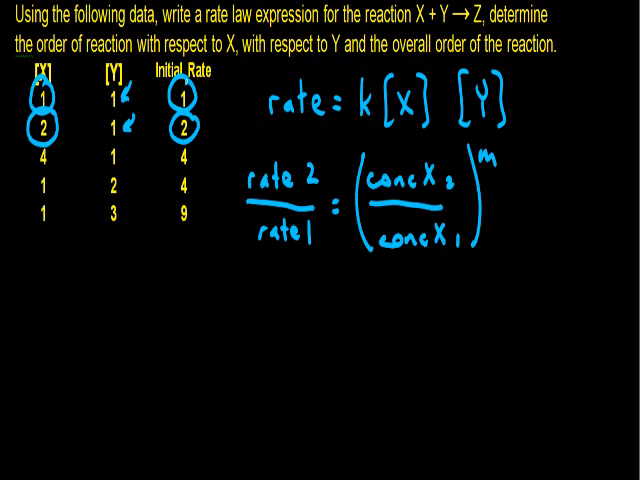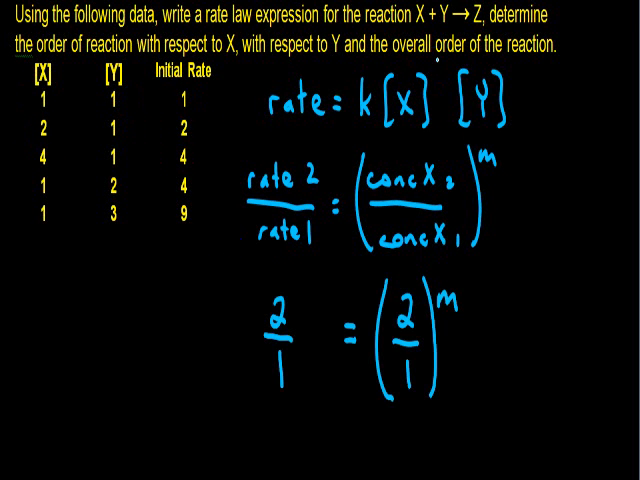Our equation again is we're going to use the rate of the reaction for trial 2 divided by trial 1, and we use the concentration of X for trial 2 divided by the concentration for X in 1, and this will be raised to the m power. We want to solve for m, and that would give us our exponent for chemical X, or the order of the reaction with respect to X.